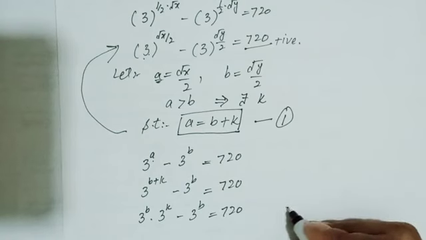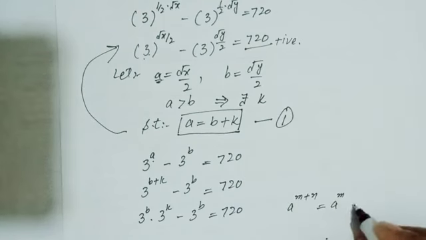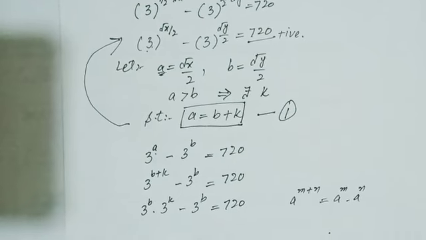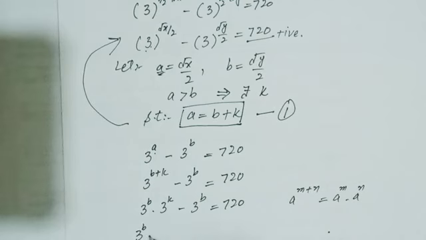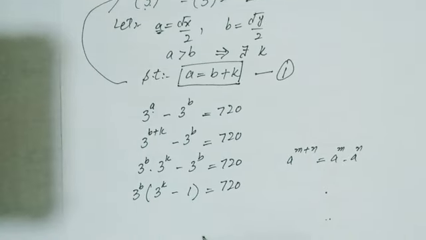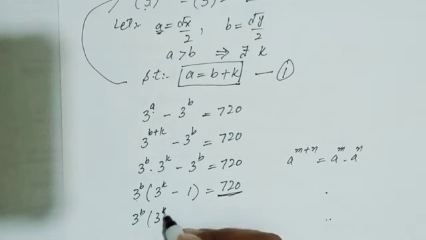Here I use the rule that a raised to power m plus n can be written as a raised to power m times a raised to power n. So here I can take 3 raised to power b as a common term, and here I am left with 3 raised to power k minus 1, which is 720. So now next I'm going to express 720 in terms of 3 raised to power b and 3 raised to power k minus 1. So what can I write? I can write 3 raised to power k minus 1.